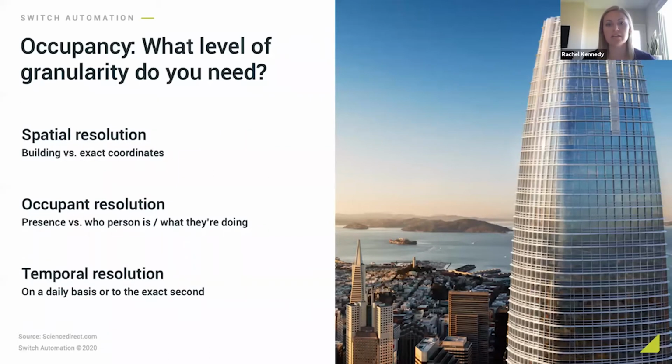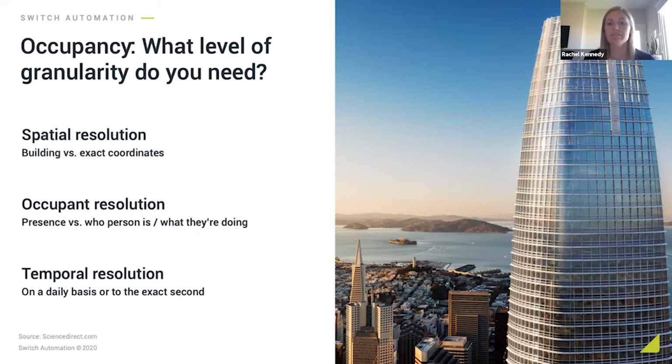A great example of this that we're seeing today with COVID is for janitorial cleaning. We just simply need to know that the space was occupied in a conference room so we can notify the janitorial staff to do a deep cleaning of that space. Other instances that we're seeing commonly right now is contact tracing. We want to know exactly where someone was in the space, who they might have had interactions with, and who that person was. And that brings us to that second category of resolution, occupant resolution.